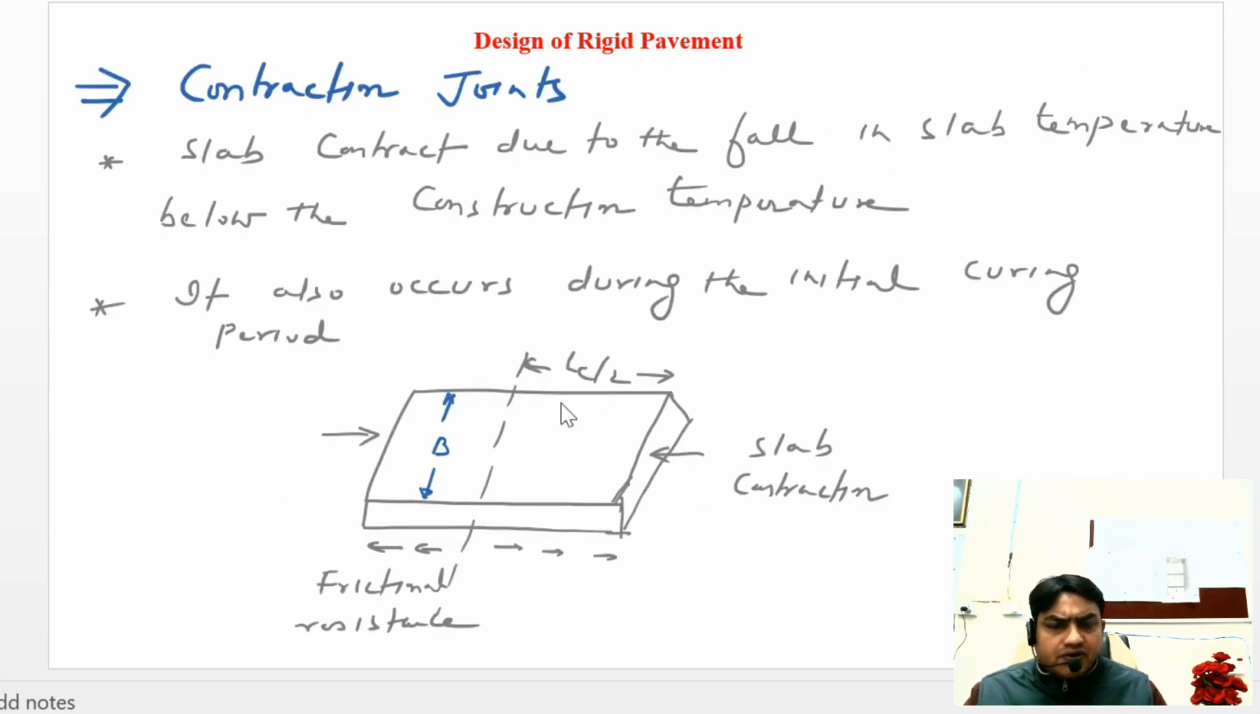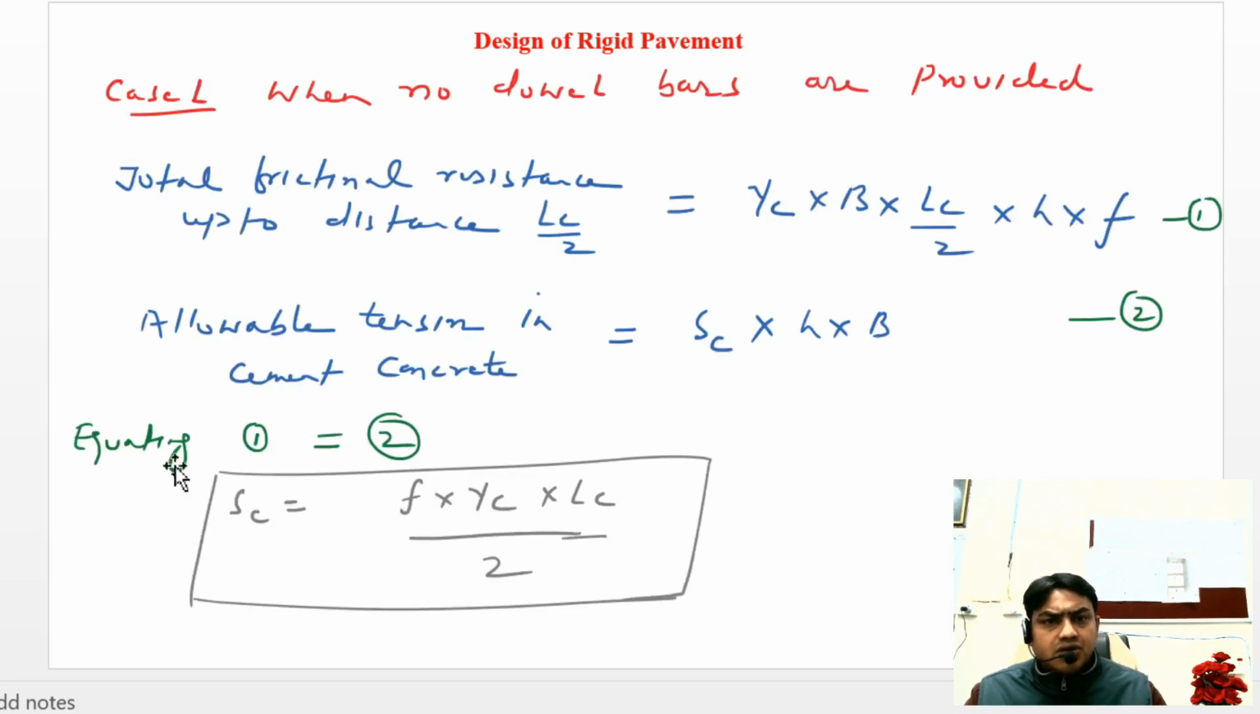Here we can see the total frictional resistance. What is the total frictional resistance? It is gamma C into B into H into F into LC by 2, where gamma C is the unit weight of concrete, B is the width of the slab, LC is the length of contraction joint, H is the thickness of the pavement, and F is the coefficient of friction.